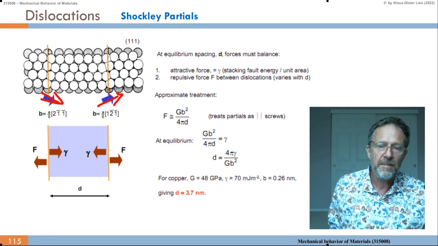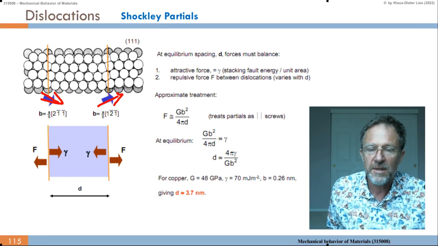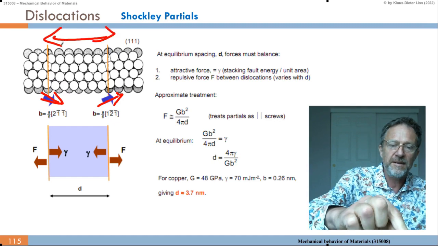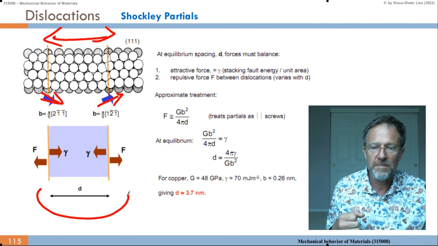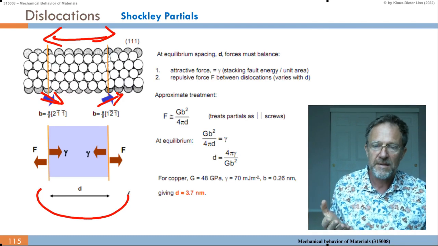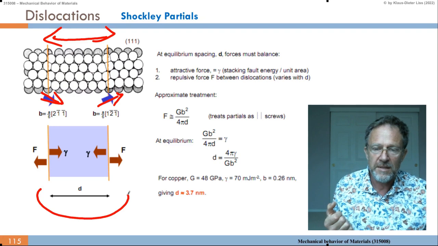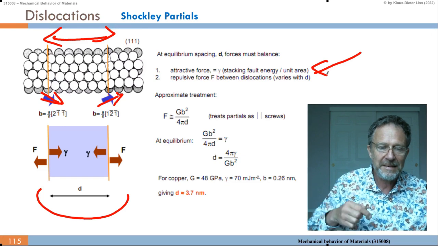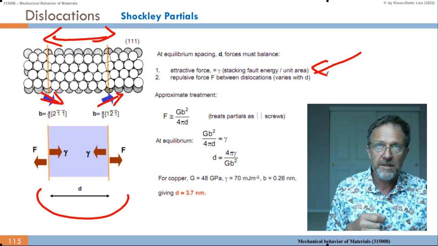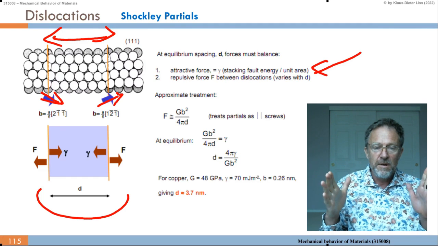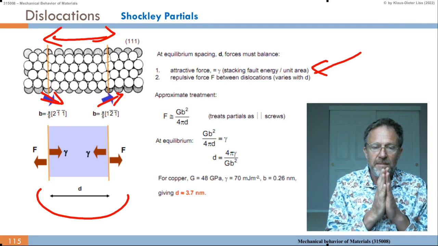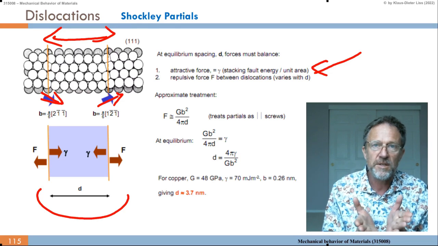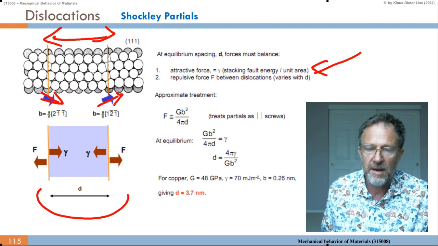So let's look at the equilibrium when these partial dislocations with stacking fault would form, and what the spacing between them would be. I call the spacing between them D, and of course we must balance the forces. We have an attractive force, namely the stacking fault energy per unit area, force number 1. That means I don't want to have a stacking fault. The stacking fault costs energy, and that would push the two partials together in order to minimize the stacking fault energy. If there's no stacking fault, there's no energy cost.